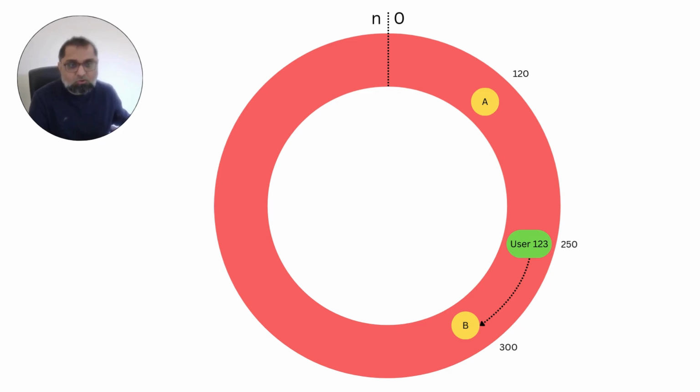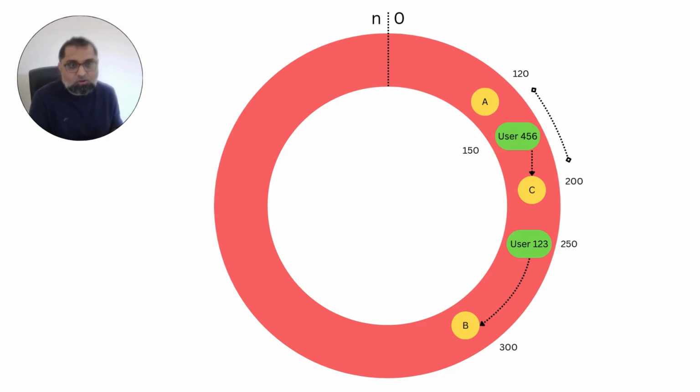Now let's see what happens when you add or remove a server. Let's say you add a new node, node C, and its hash lands at position 200. Node C takes responsibility for the data in the range from 121 to 200, the portion previously owned by node B. This means data like user456, which hashes to 150, now moves to node C. Other data like user123, which hashes to 250, stays with node B. This is the magic of consistent hashing. Only the keys in the range between node C and the previous node A are affected. Everything else remains where it is.